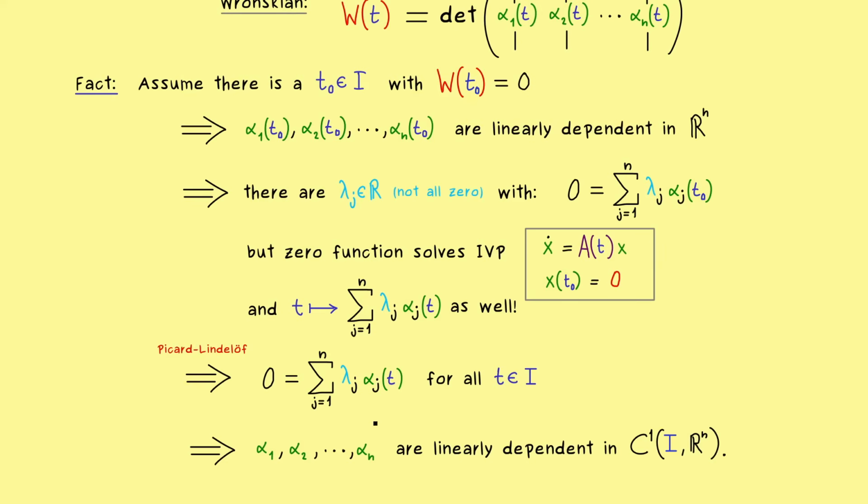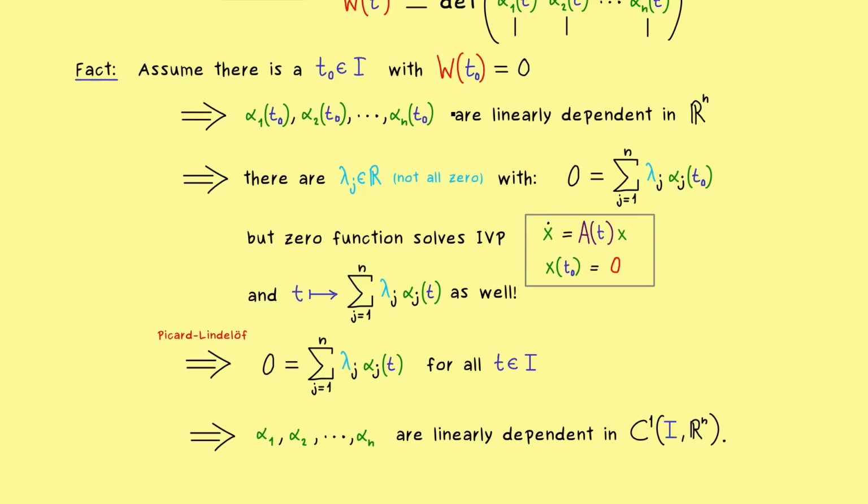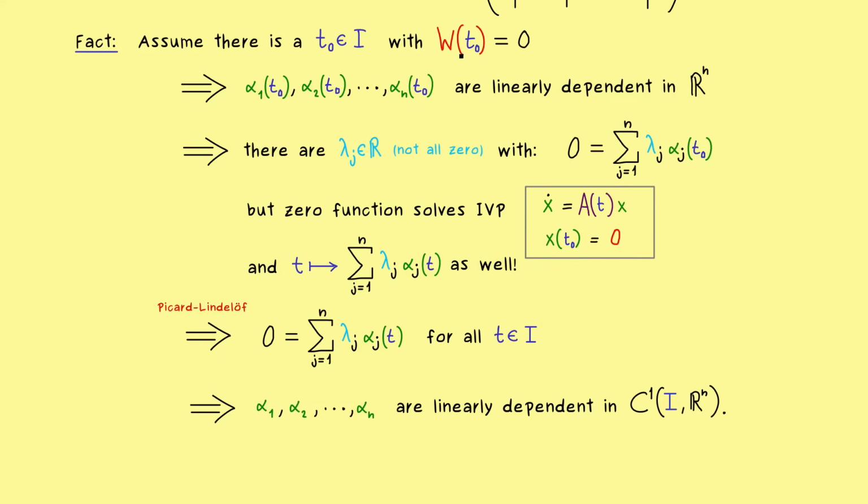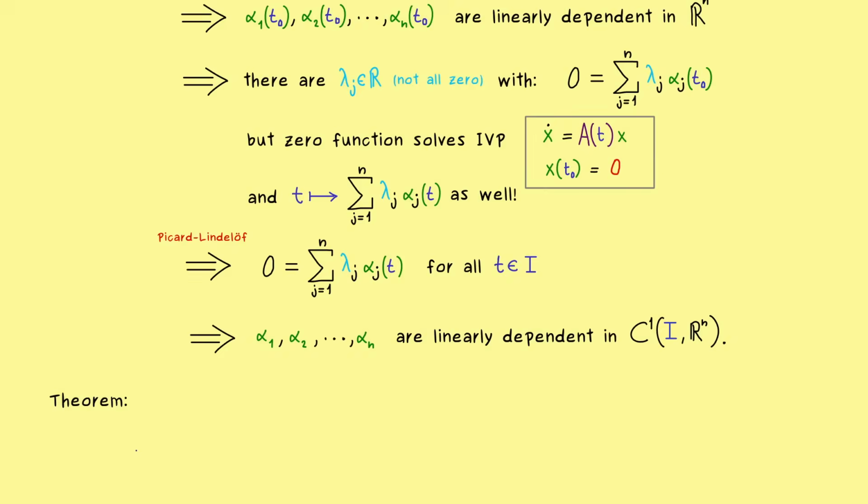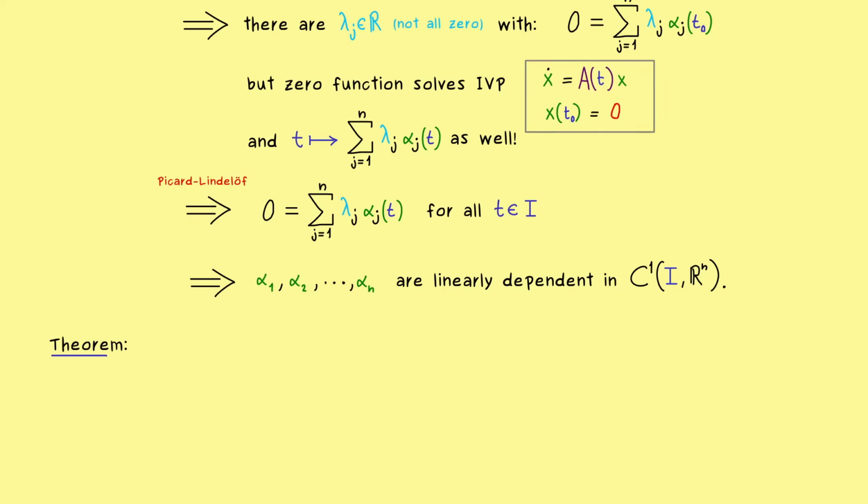So there you see, this is a big advantage of our Wronskian, because one point that is equal to 0 is already enough to guarantee the linear dependence in the function space. But obviously we have even more, and this is what we now formulate in the theorem of this video.